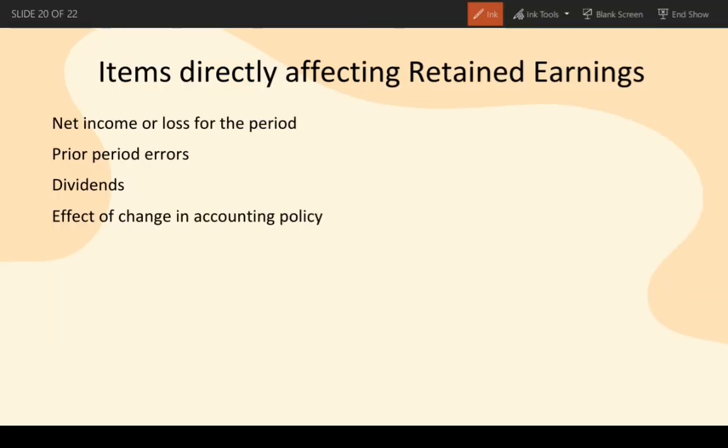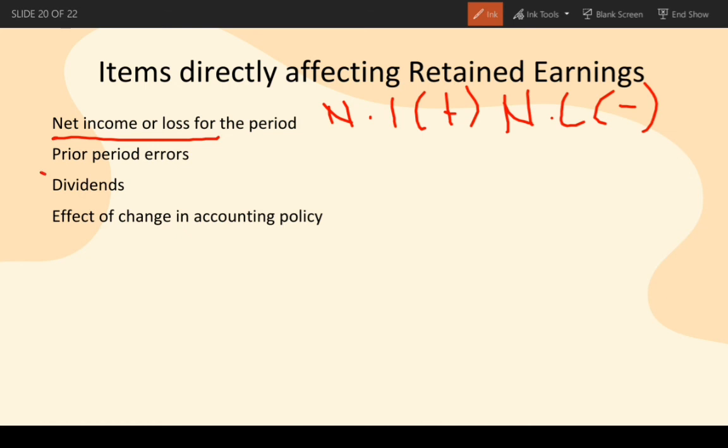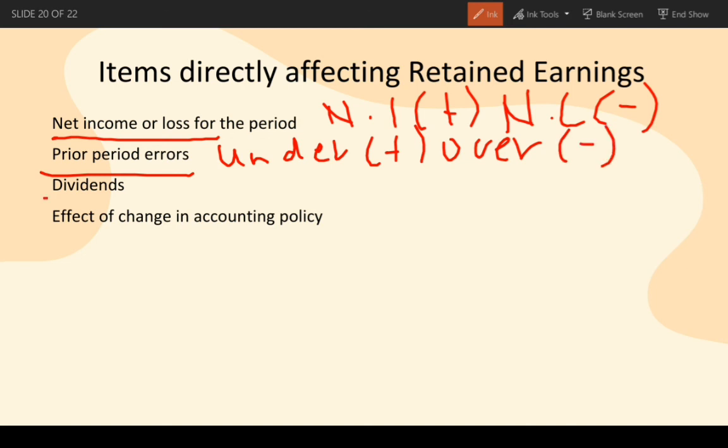Items directly affecting retained earnings: net income or loss for the period. When there is net income, it is added to retained earnings because it increases retained earnings. When there is net loss, it is deducted from retained earnings because it decreases retained earnings. Prior period errors: this is the adjustment to the beginning balance of retained earnings to arrive at the correct beginning balance. So, when net income is understated, the errors are added to retained earnings. When net income is overstated, the errors are deducted from retained earnings.